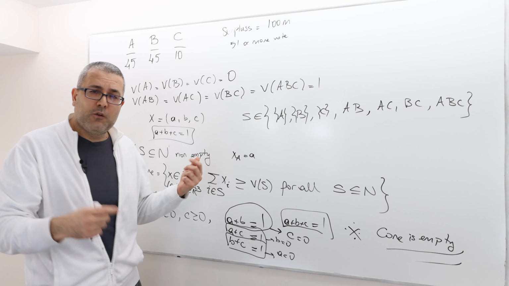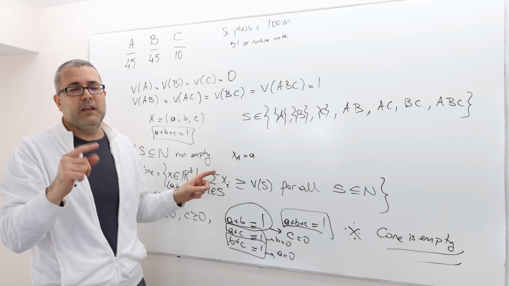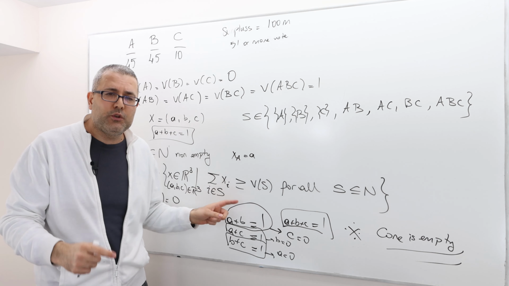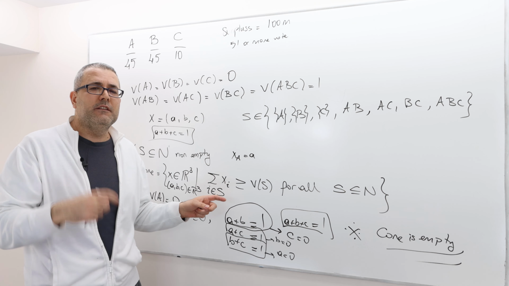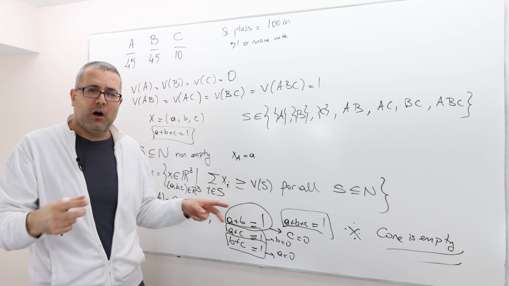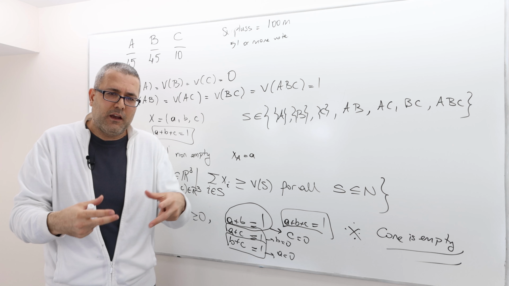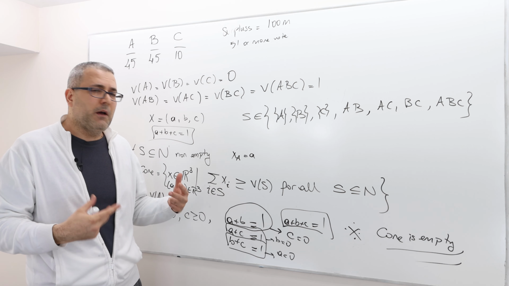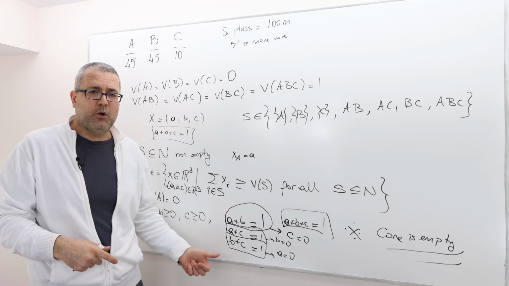Or if the core was not empty, then I would actually capture the values of A, B, and C that are going to satisfy those inequalities. I could characterize or find the core payoff vectors by doing this approach. Okay?